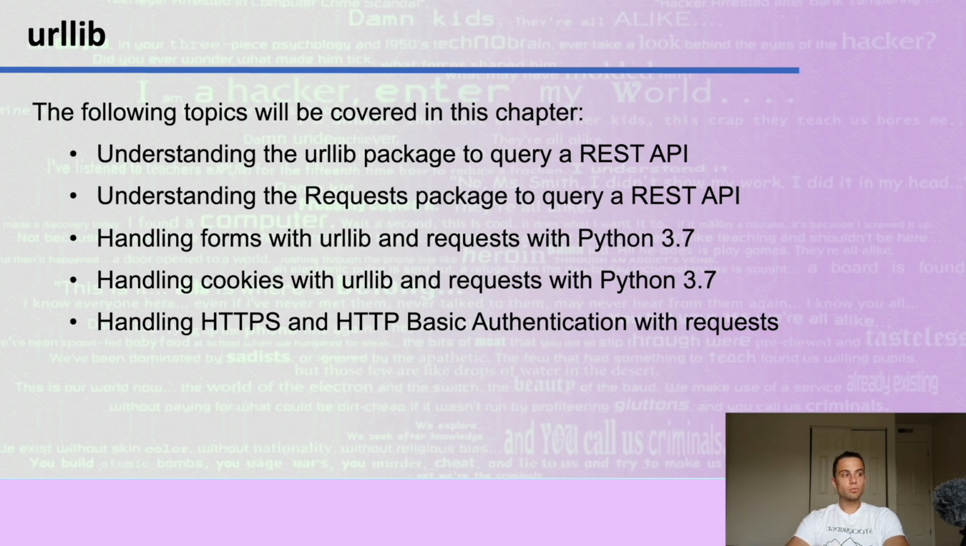You will learn how to handle forms using urllib and requests with Python 3.7, and we're going to use even the newest Python version, 3.9. You will learn how to handle cookies with the same packages. Finally, we're going to talk about the HTTP and HTTPS authentication methods. So let's go to our terminal and get started.